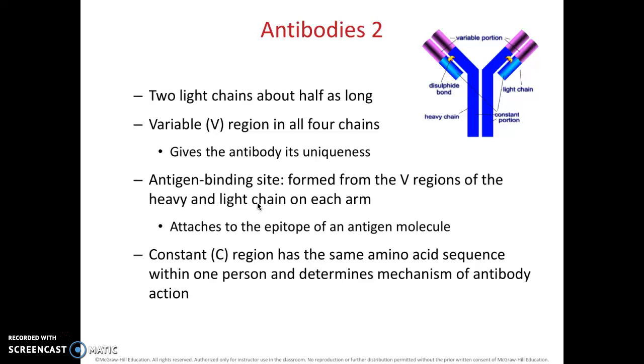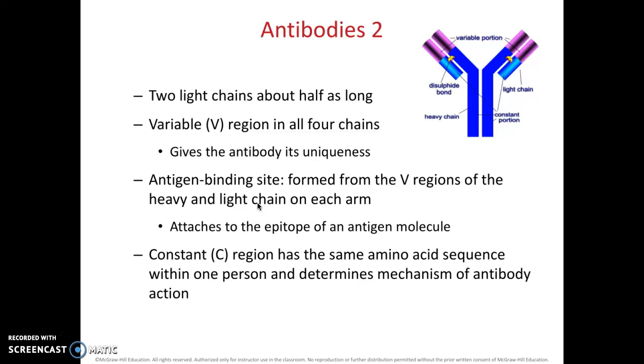There are also light chains, which are the part that's hanging off that look like cigarettes. There are 2 light chains that are about half as long as the heavy chains, and they have a variable portion on all of the chains. This is what gives the antibody its uniqueness, so that it's able to recognize the antigen. The blue part is the constant portion, and that remains the same, whereas the variable V portion, the purple, is variable and recognizes the epitope of the antigen. That's where the antigen binding site is.